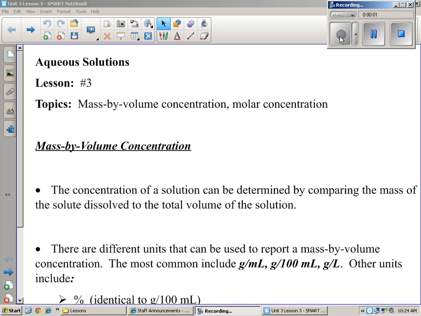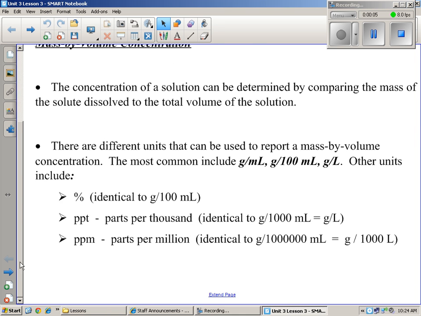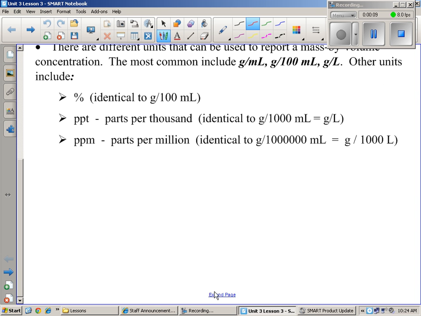Lesson 3. Last day on Tuesday, like I said, we talked about mass by volume. Before we get to today's topic, do not forget the 3 important things right here. Remember, if you see percent or ppt or ppm, we need to remember that's a mass by volume concentration. What does that mean?